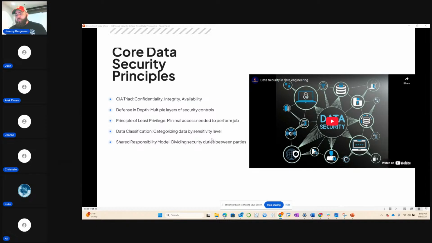And shared responsibility model. This is the ability to divide security duties between parties. Instead of just one person overseeing an entire system, having multiple people divide those duties. It's kind of like the more eyes you have on something, the more you'll be able to see potential errors or failures in data security and information security.